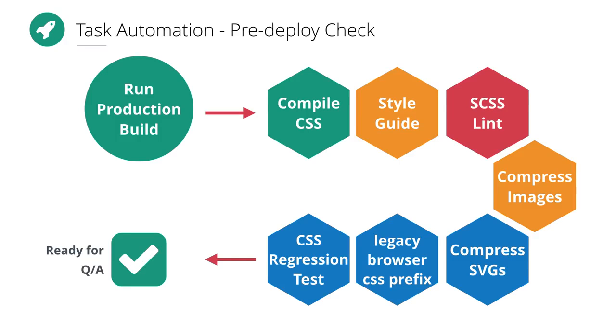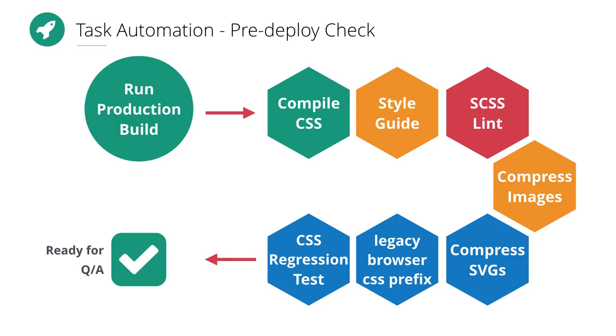So I've been working on something, looks good to me on my local browser, and now I want to get ready to commit this code to a staging server for actual real QA. So I run the production build, compiles the CSS, does the style guide, lints the SASS, and now we add in a few extra tasks, right?